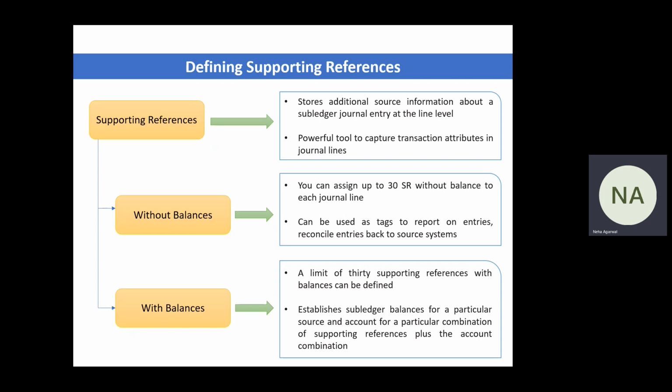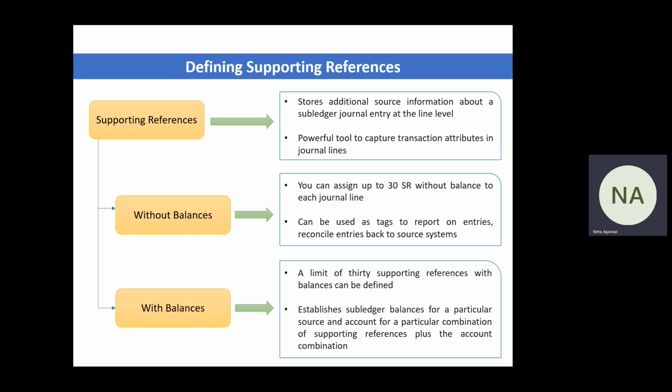You can link one source per event class to each supporting reference. The subledger or source system uses the supporting reference name to store the source value. This standardizes supporting reference information, even if it comes from disparate source systems. So there can be two types of supporting references, without balances and with balances. So first we will take without balances. So without balances will have a few pieces of information, not the balance, not the amount.